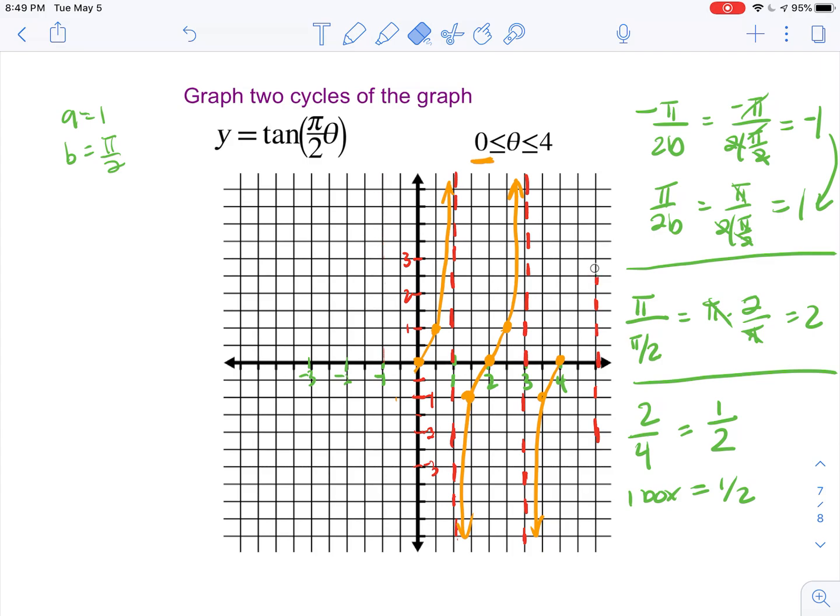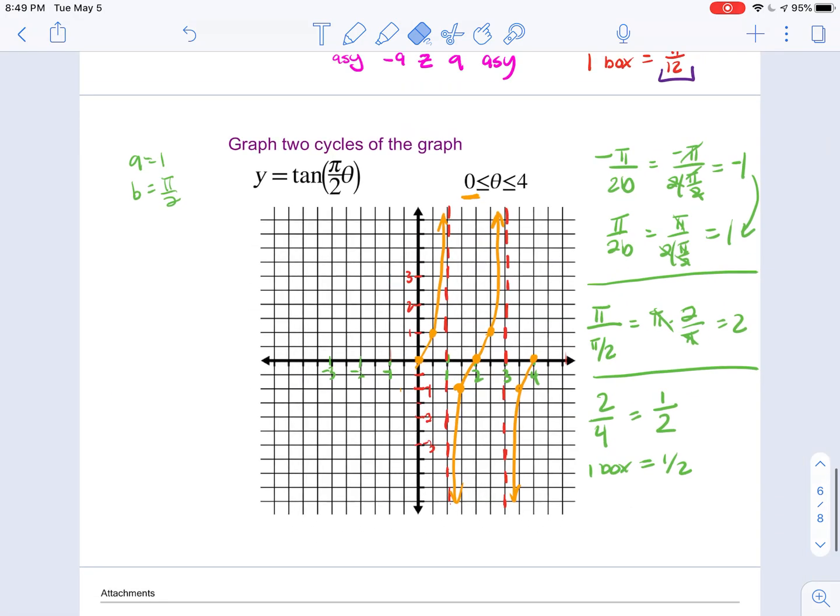So all that's left is to make sure we are satisfying that 0. So I'm going to erase what I don't need. And that's everything on this side. And there you have it. 2 full cycles of this graph based off the information that we have.